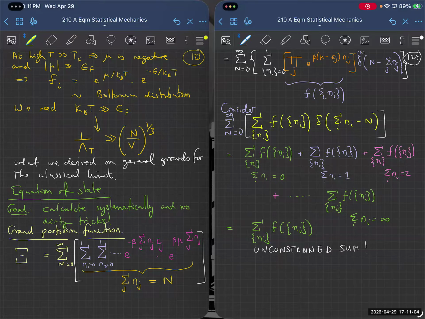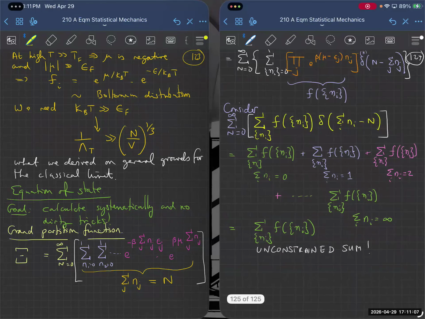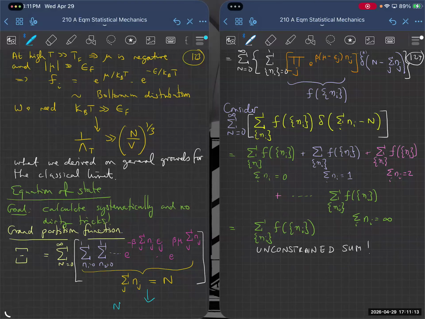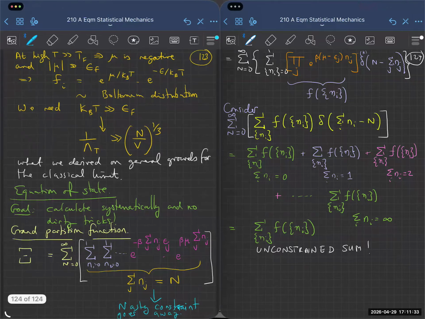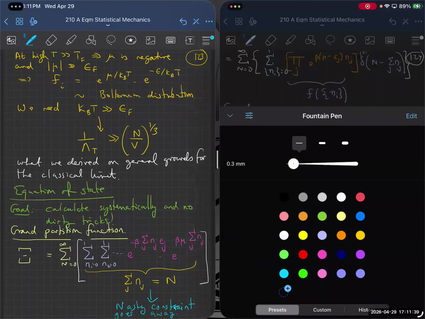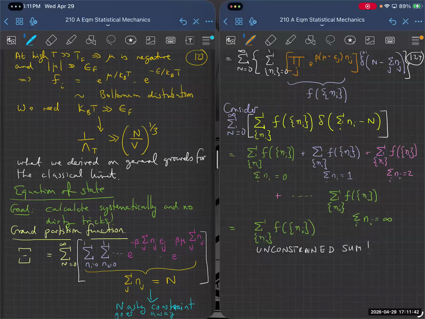If I want to do the grand partition function and I have to worry about this nasty constraint, it goes away. And that's the magic of the grand partition function, because now I can do the thing in a very simple way. Now, I know you got your hand up, Jake, I'll come to you in a second. So now let's go back to the grand partition function.